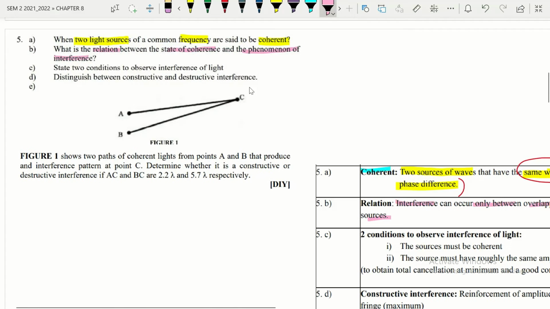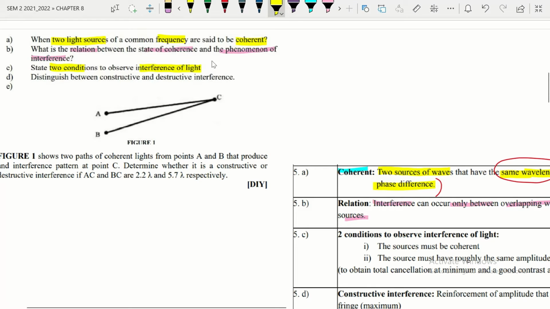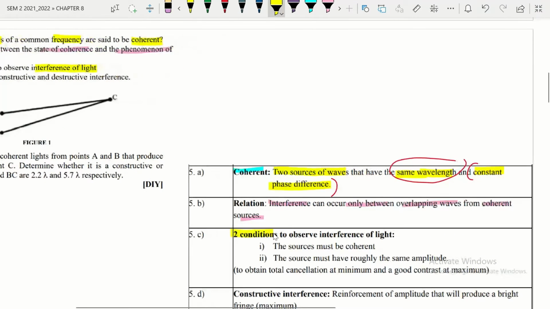Now the next one: state two conditions to observe interference of light. You must remember this, it is in the handout too. The first condition is that the sources must be coherent. The second is that they must have the same amplitude. Then only will we get interference of light. Besides that, another condition you can write is that the slit is small enough.